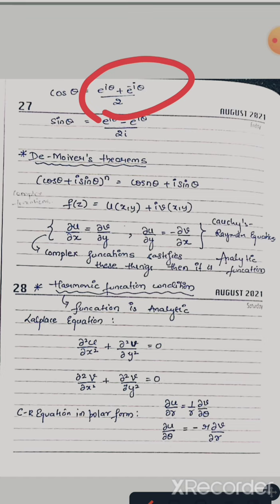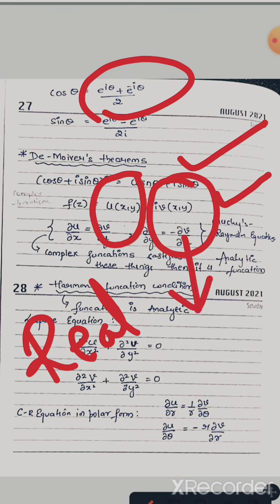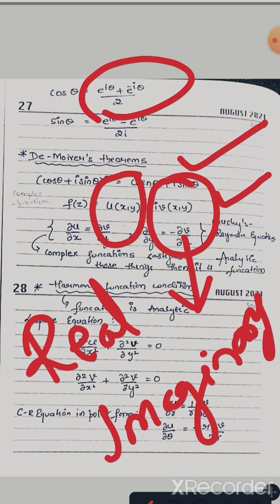And after that, coming to De Moivre's theorem, that is cos theta plus i sin theta to the power of n is represented as cos n theta plus i sin n theta. And next, if the function is represented as u of x comma y plus i v of x comma y, here u of x comma y is the real part of that given expression and v of x comma y is the imaginary part. Okay, you should be able to differentiate the real and the imaginary parts for a given f of z.